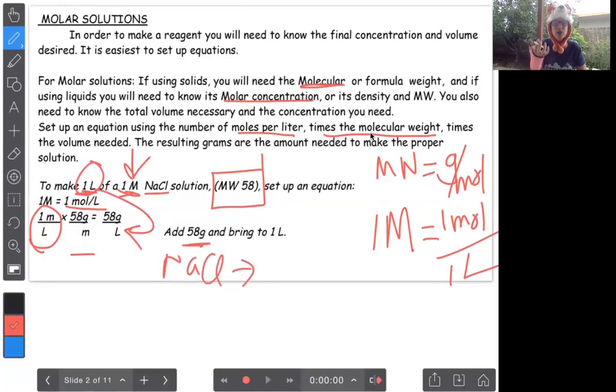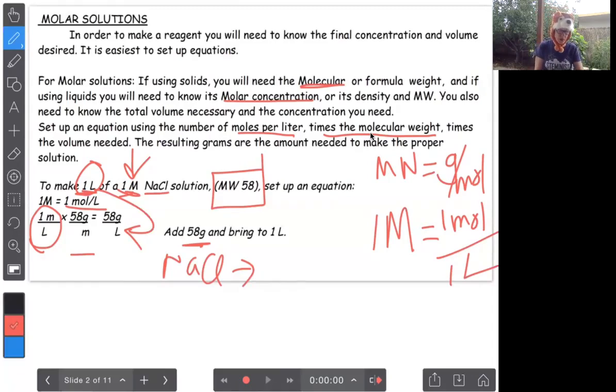Remember, even powdered stuff, solid stuff, in this case crystal stuff, takes up space and volume. So you don't want to measure out 1 liter and pour it into your weighed out 58 grams of sodium chloride. You want to put the water with the sodium chloride up to 1 liter in some sort of volumetric flask, otherwise known as a graduated cylinder, right? And you want to stir and make sure it's all mixed up really nicely.